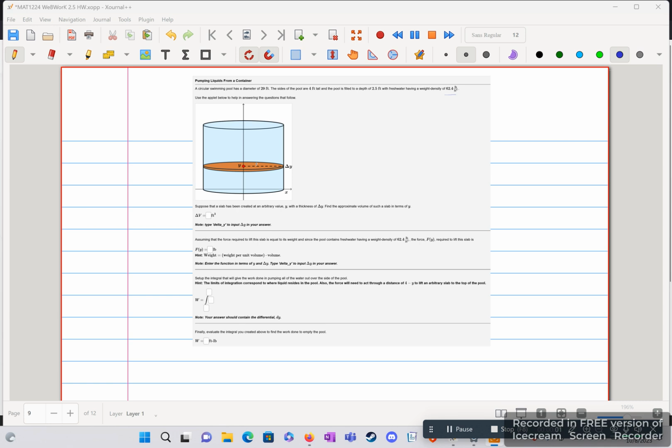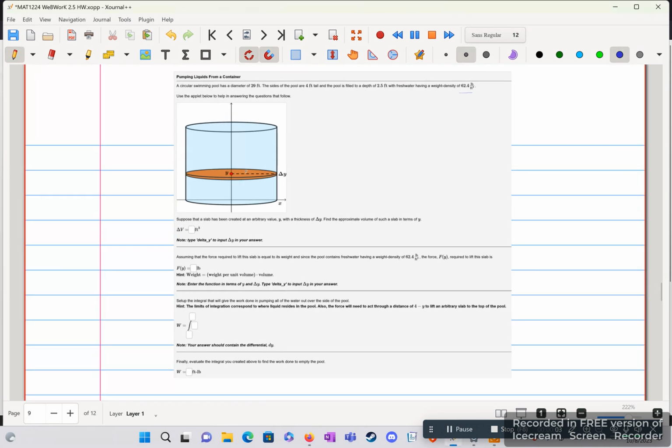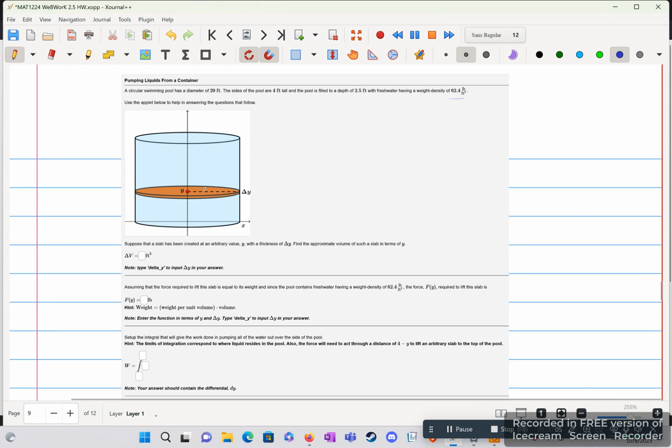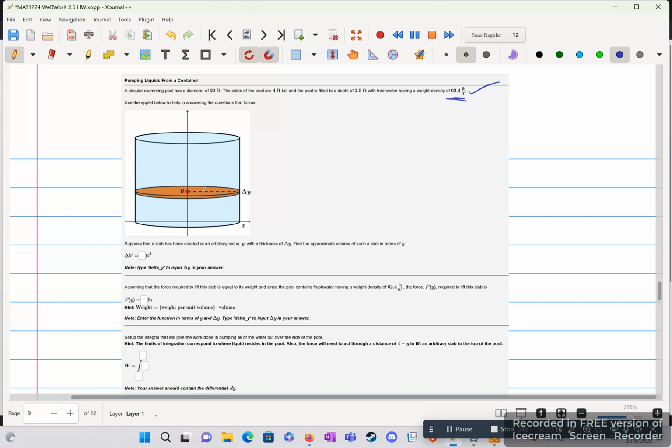All right, welcome to question, I believe this is 9. We are tackling a new type of question of pumping liquids from a container. We just want to take note that the weight density of water we're going to be given, if it's ever on an exam, is 62.4. We have a diameter of 29, and the sides of the pool we'll get back to later.